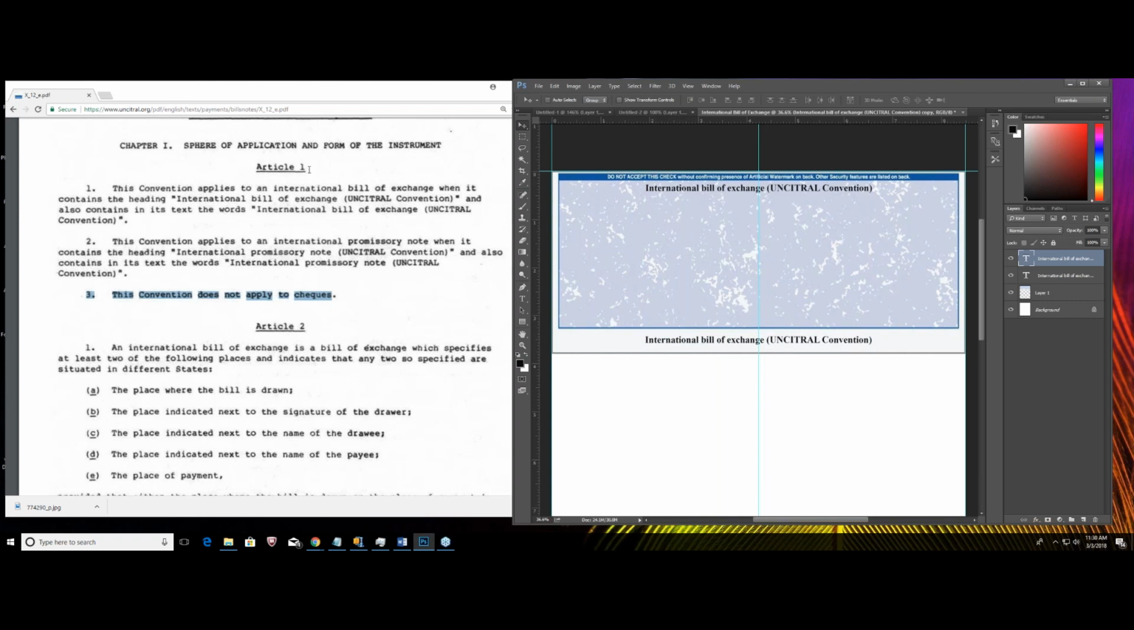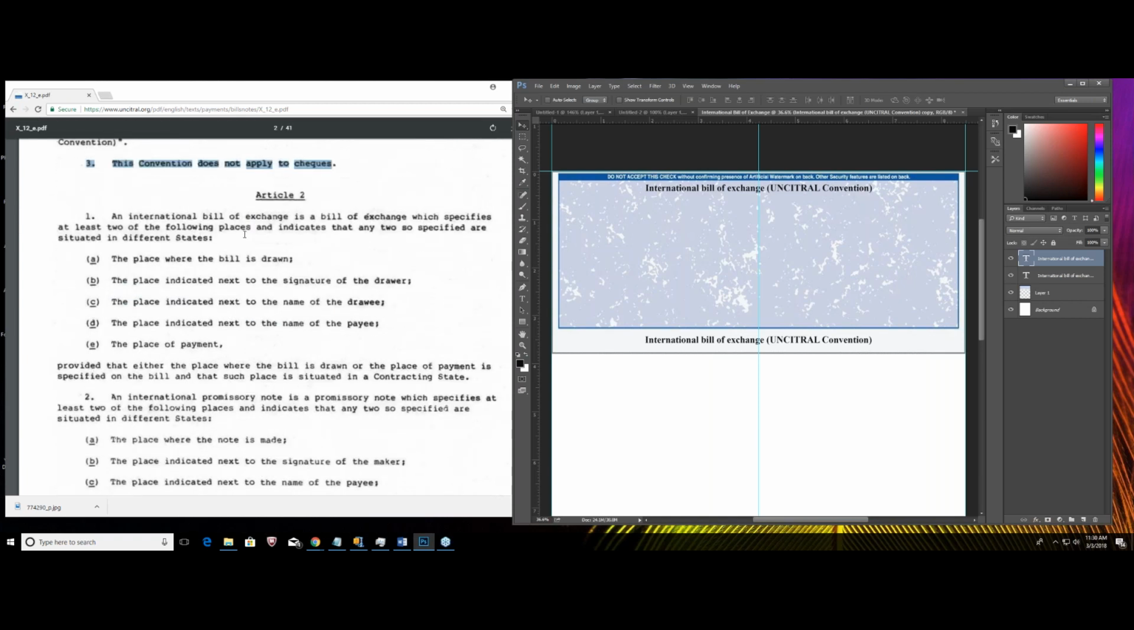All right, so we got International Bill of Exchange. We have it twice in the document, and this was Article 1. Now we're done with Article 1. Let's go to Article 2. An International Bill of Exchange is a bill of exchange which specifies at least two of the following places and indicates that any two so specified are situated in different states.